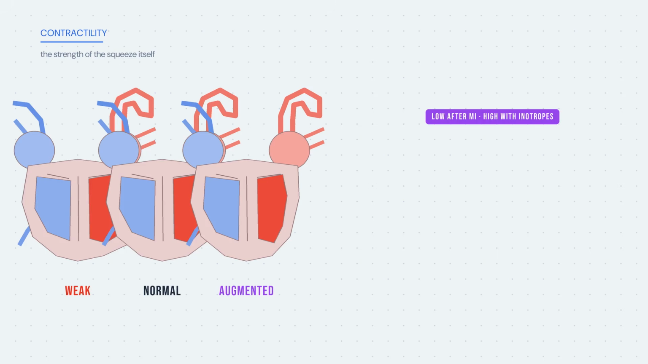Contractility is the strength of the squeeze itself, independent of how full it is. This is the one that drops after a heart attack because dead muscle does not contract. And it is the one that drugs like digoxin and dobutamine are designed to raise.